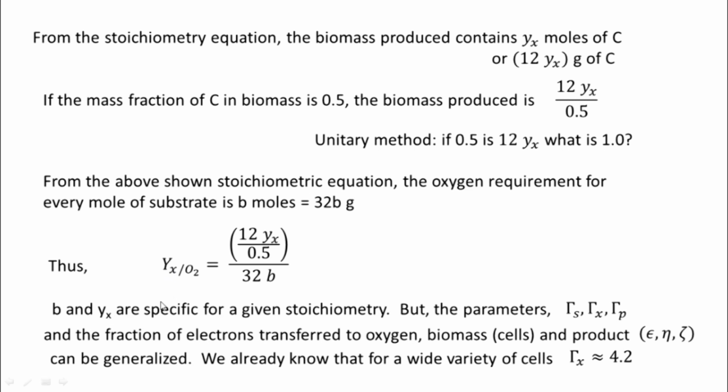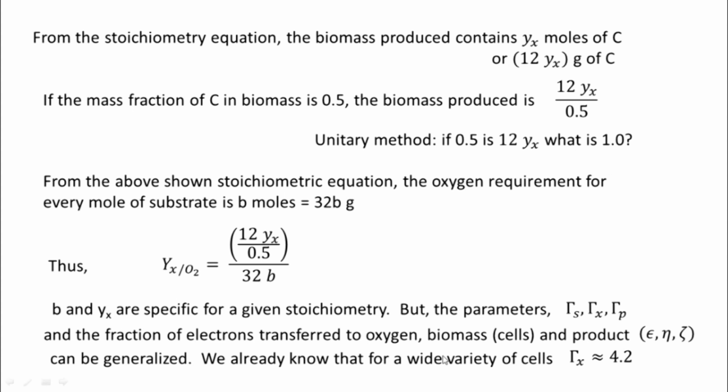B and Yx here are specific for a given stoichiometry, right? So you need to know the actual conditions to be able to estimate these if we talk in terms of B and Yx. But we said that the advantage of this method is that we have thumb rule values for certain quantities, and we can use those thumb rule values to get quick estimates.